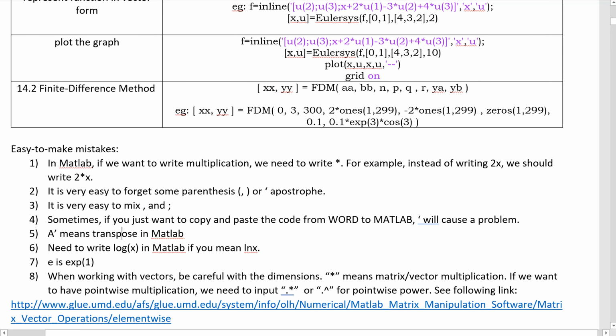And we need to write log x in MATLAB if you mean ln of x. This is quite interesting, because you see log in your calculator. Log means base 10, but actually in MATLAB, log means base e, and you don't write ln. They don't have ln in MATLAB, and they don't have an e in MATLAB. They think e is a variable. So if you mean the exponential function, you should write exp of 1.